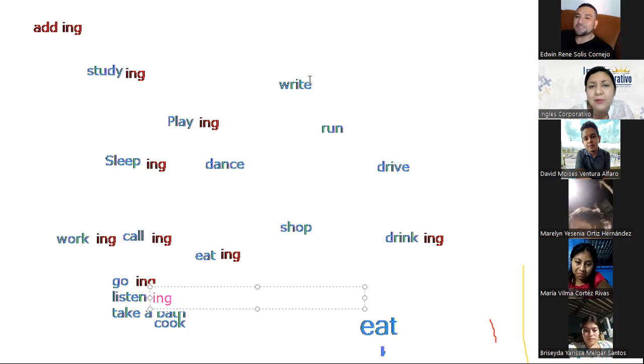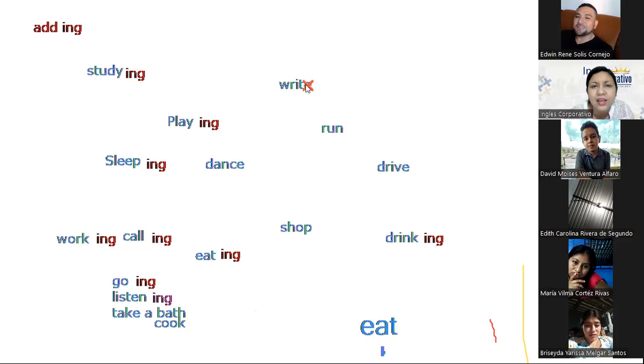¿Qué pasa si el verbo termina en e? Le quito la e. Solo la e se convertiría en i. Exactly. Ahora que ya le quité la e, le voy a agregar el ing, right?